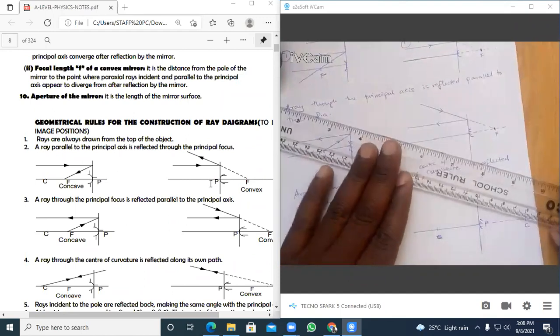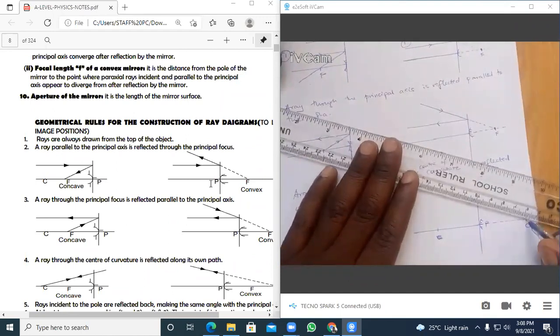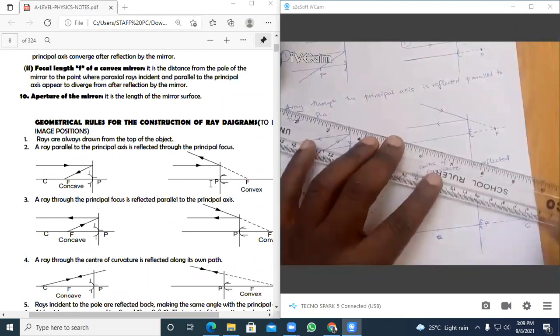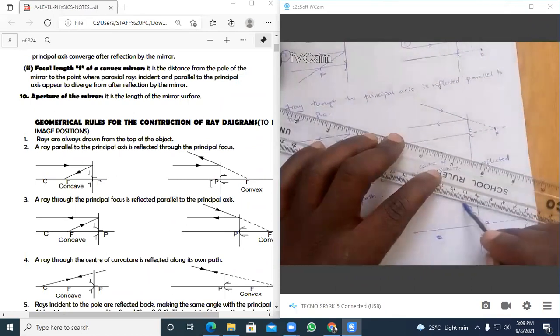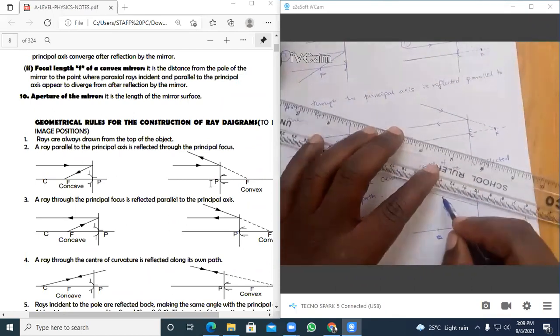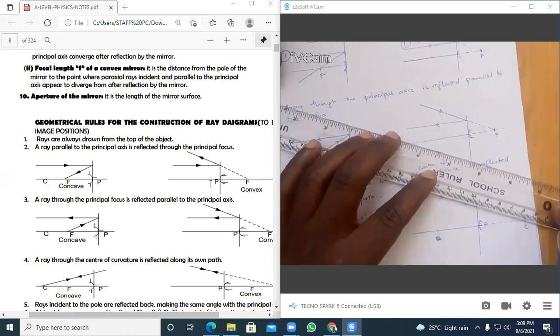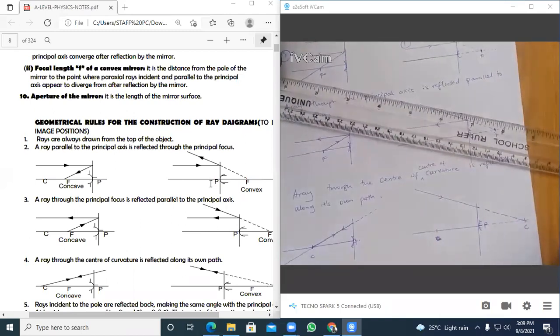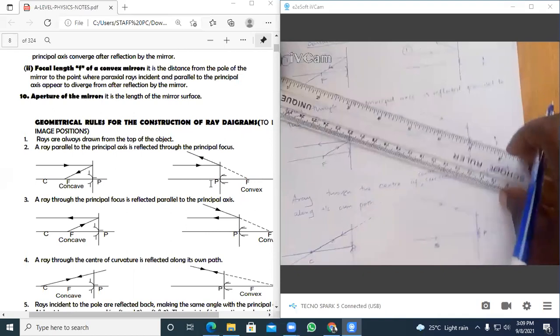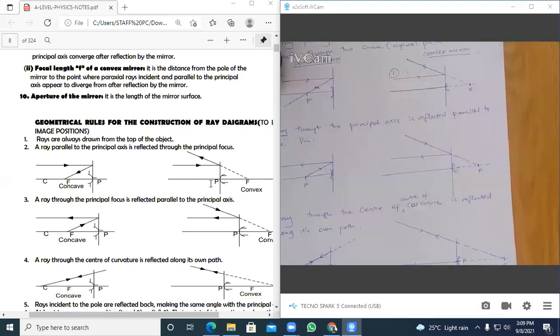So it means that now this ray that appears to come from the radius of curvature will be reflected along the same path. So if that is the ray moving towards the radius of curvature, like that, that ray is reflected along the same path after reflection.